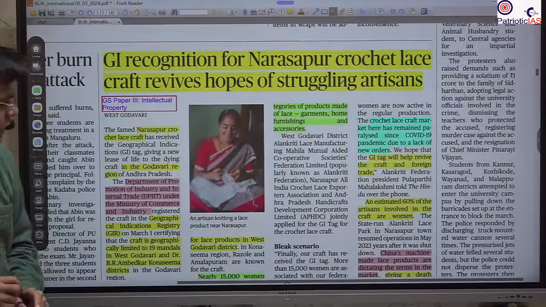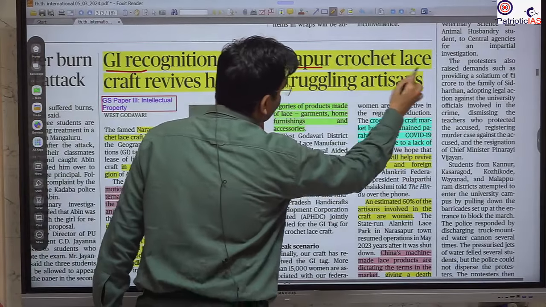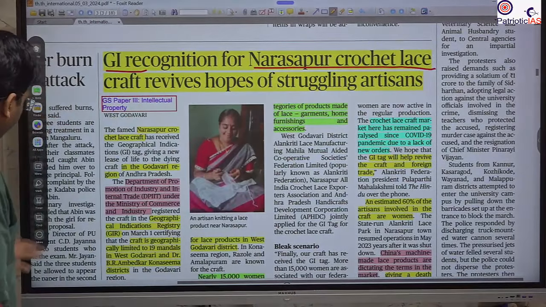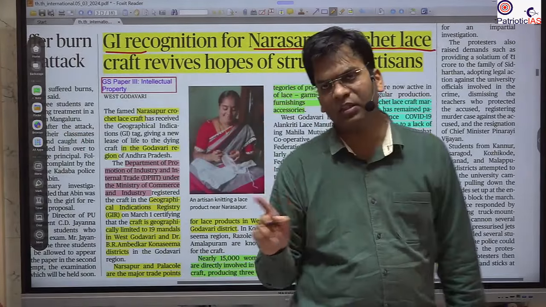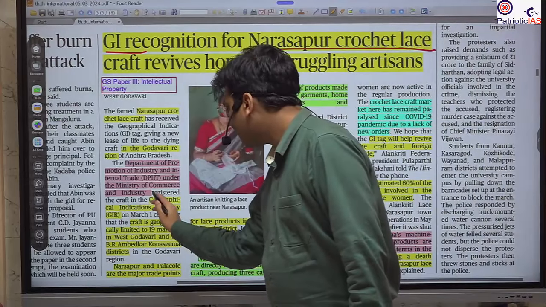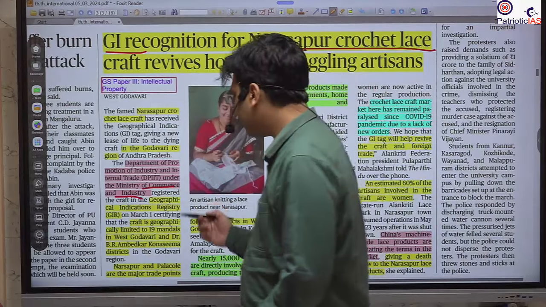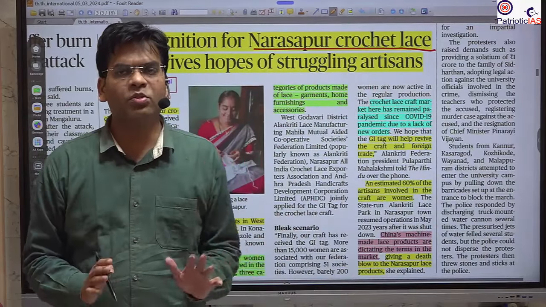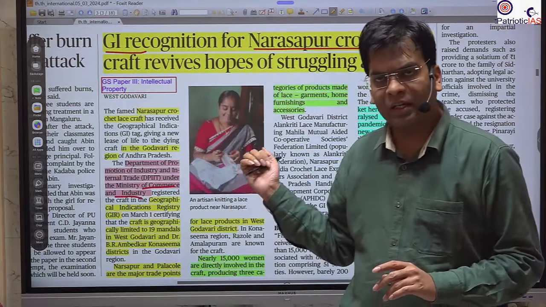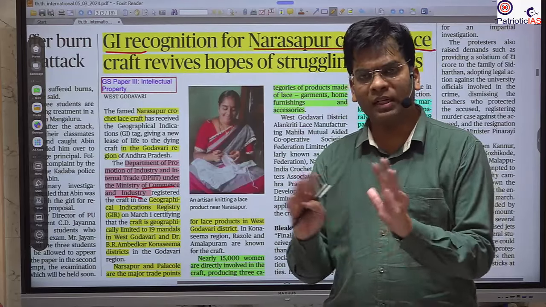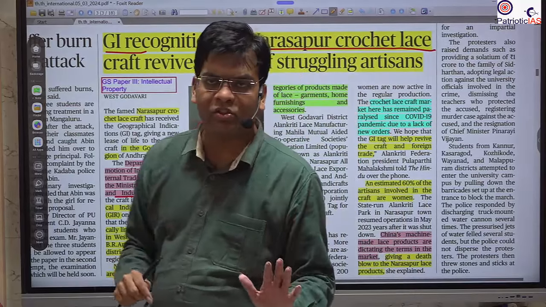Next important news is with respect to the GI tag that is given to the Nattapur crochet lace. This is given by the Department for Promotion of Industry and Internal Trade, which is under the Ministry of Commerce and Industry. Please remember this. This geographical indication gives you protection, and anyone who copies such art and such a form will be penalized. And this will be given a proper indicator.